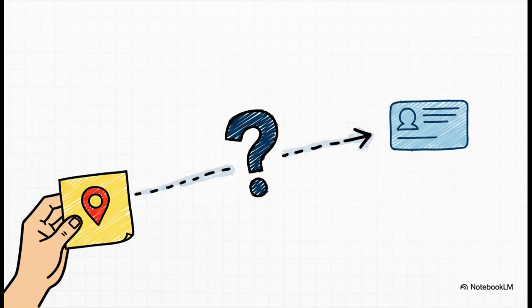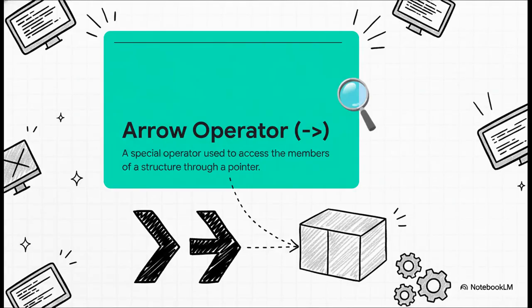But what if you don't have the card? What if the only thing you have is that sticky note with its location written on it? Well, the dot operator won't work on a memory address. It doesn't know what to do. You need a totally different way to say, hey, go to this address, find the struct that's there, and then get me the value from this specific field. And that special tool is the arrow operator. It's just a dash followed by a greater than sign. It was designed for this one exact situation, to let you access the members of a struct when all you have is a pointer to it. And really, it just makes the code so much cleaner and easier to read.